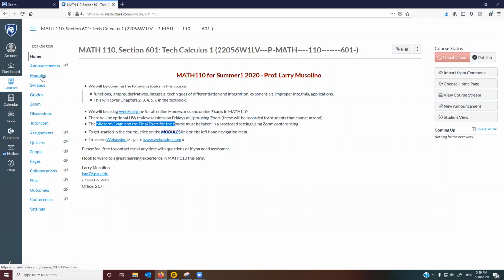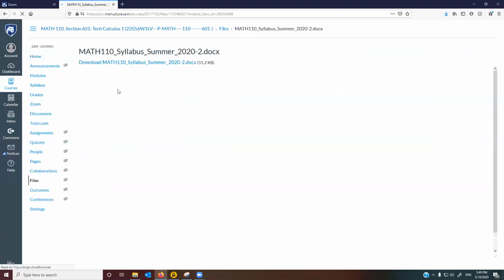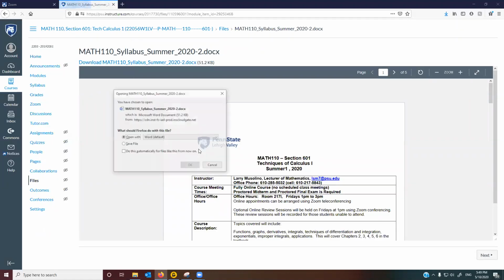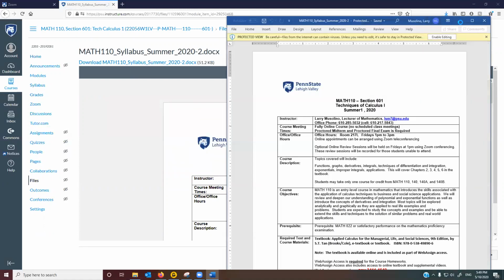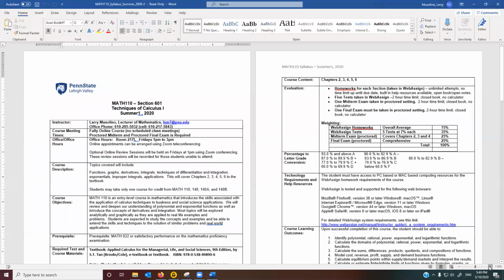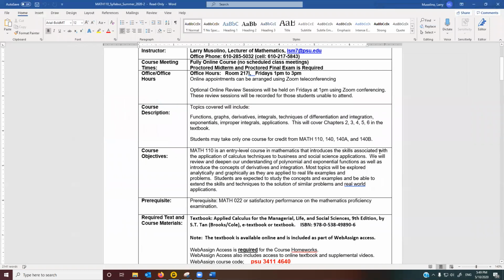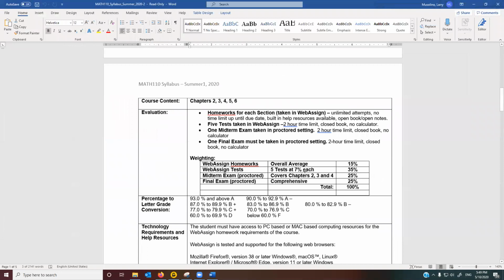Let me come over here to modules, and let me come over here to the syllabus. I'll do a very quick overview of the syllabus, and I'll go into more details in a minute in a course overview file, but here's our syllabus. So folks, when you go into WebAssign for the first time to register, you're going to need a course code. Here it is. So keep that handy when you register.